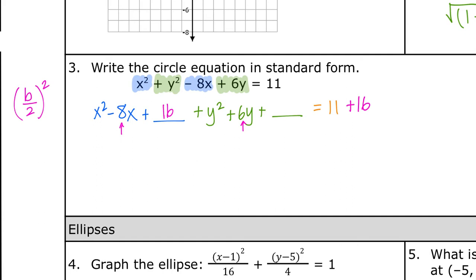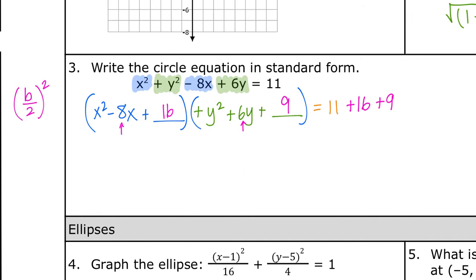6 divided by 2 is 3. 3 squared is 9, so we're going to add 9. And again, we have to do that to the other side as well. Then you can factor each one of these trinomials, like each one is its own.